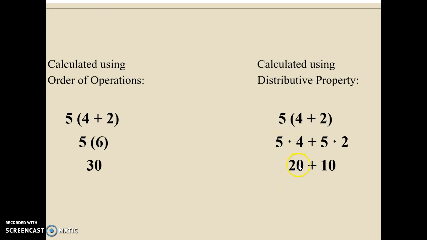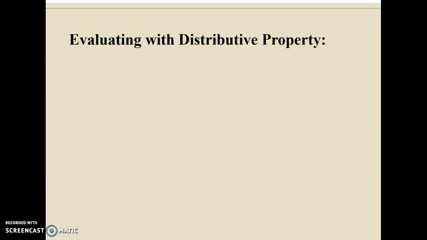5 times 4 is 20, carry plus, 5 times 2 is 10. And you can notice here, 20 plus 10 gives us 30. So it does not matter which way we do it, we still get the same answer. Now, today we are going to explore how we evaluate just using distributive property, not following the regular order of operations. So let's look at a few examples.